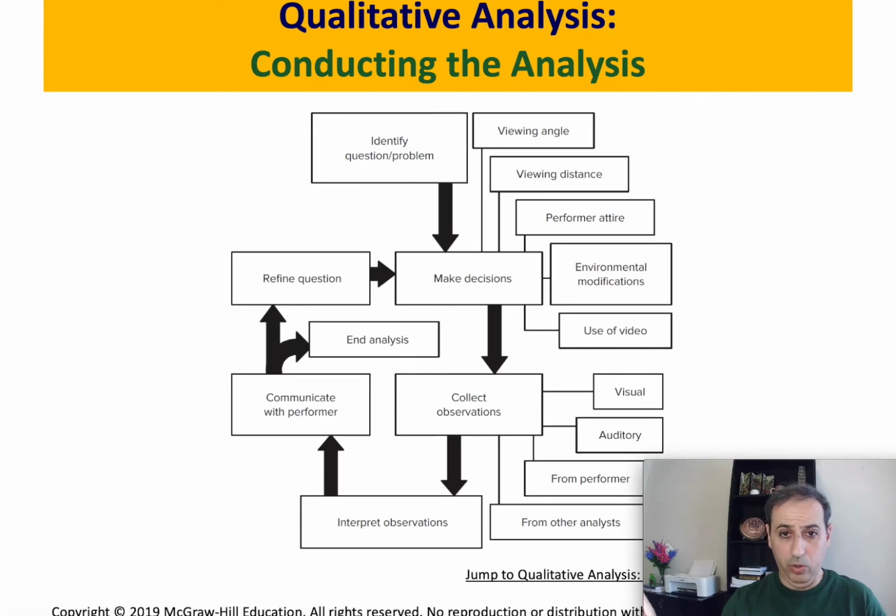Keep in mind that whoever is doing this analysis is not giving numbers. And then you collect observations. So you make a decision based on all of these when you observe a subject performing a motor task. You make a decision, then you collect more observations after telling them to do something or to modify anything. That's visual, auditory, from performance, from other analysts who look at the same videos and make decisions. Interpret your observations, and communicate with the performer what you observed and what they need to modify. You can end the analysis, or you refine your question and whatever you want to address, and you go back with the same closed loop cycle.